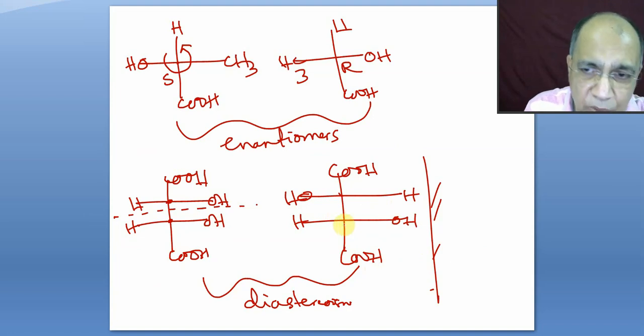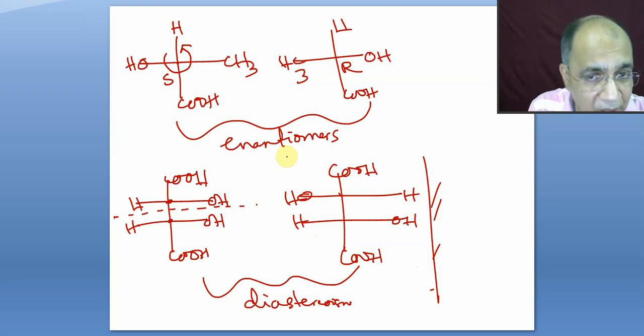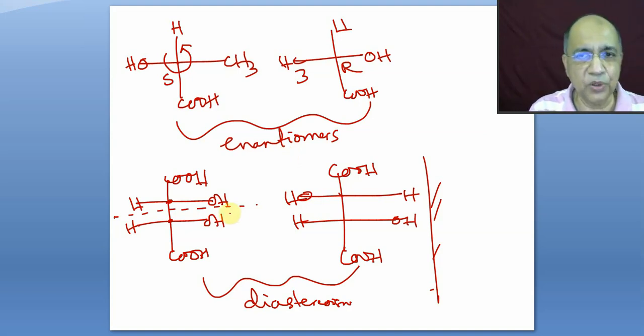Let us not waste our time in finding the configuration whether it is RR or SS. If this is RR, then the mirror image will be SS. But these two, which have at least one chiral center identical and the other different, are diastereoisomers. Their physical properties are all different, as you know.